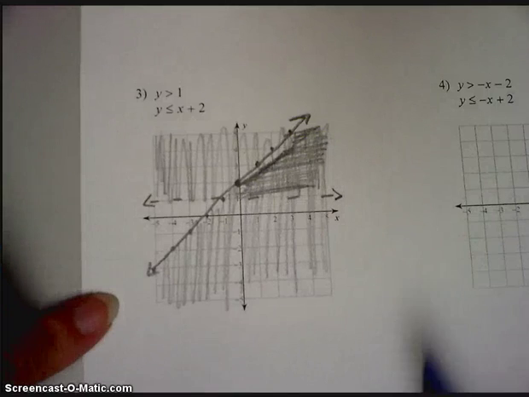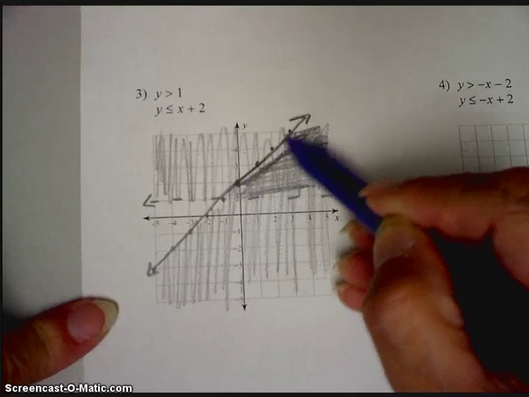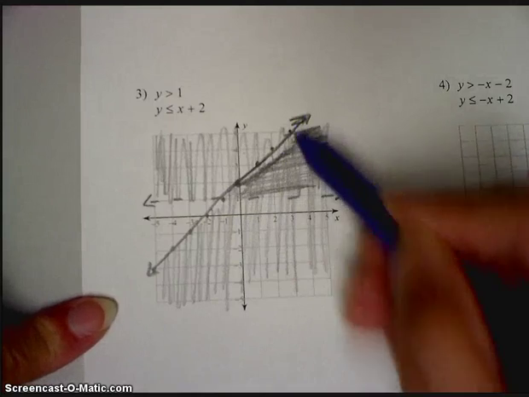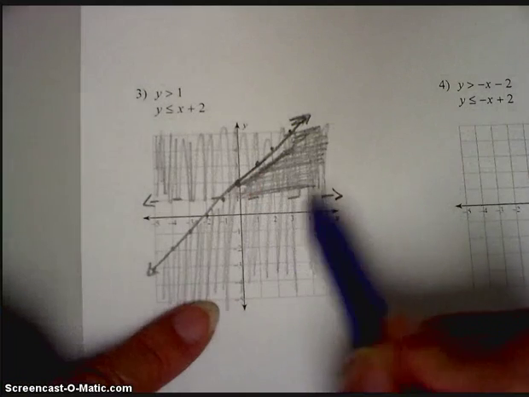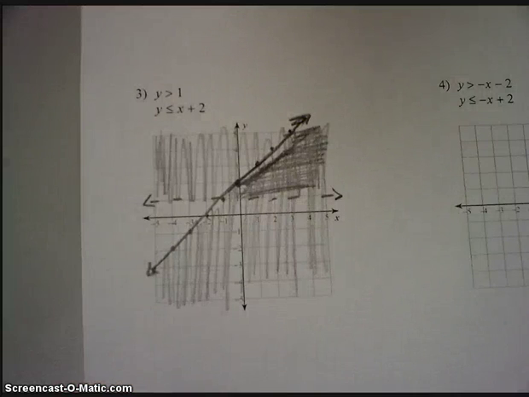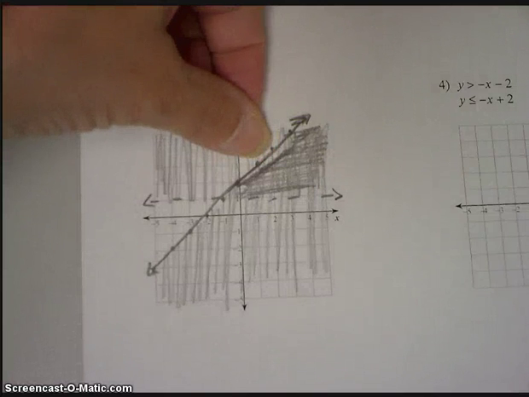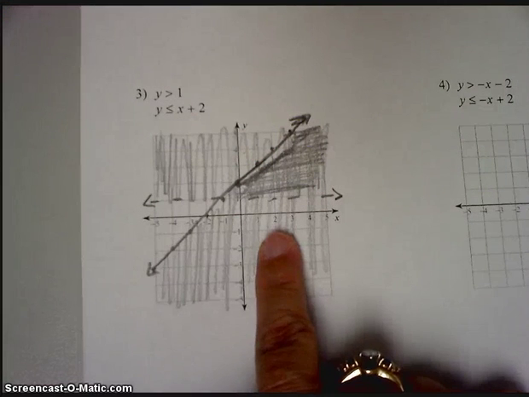Now remember when we do inequalities, if the point is on a solid line, so anywhere on this line, it would be included in the solution, but anywhere on this dashed line it would not, because that means that the line is not included. So you need to keep that in mind. Remember, if the point is on a solid line, it's included in the system. If it's on a dashed line, it is not.